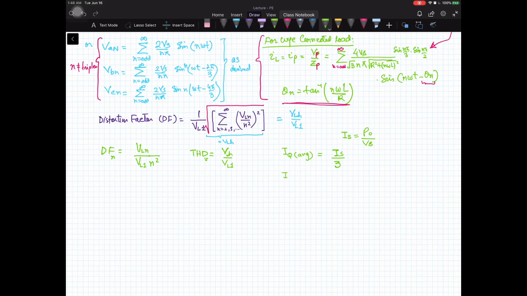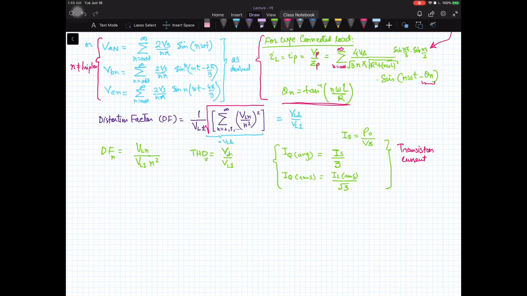And to calculate the RMS value of a transistor current, you will have to calculate the line RMS current divided by root 3 will give you the current in each transistor. So with the help of this, we can calculate the transistor current, right?